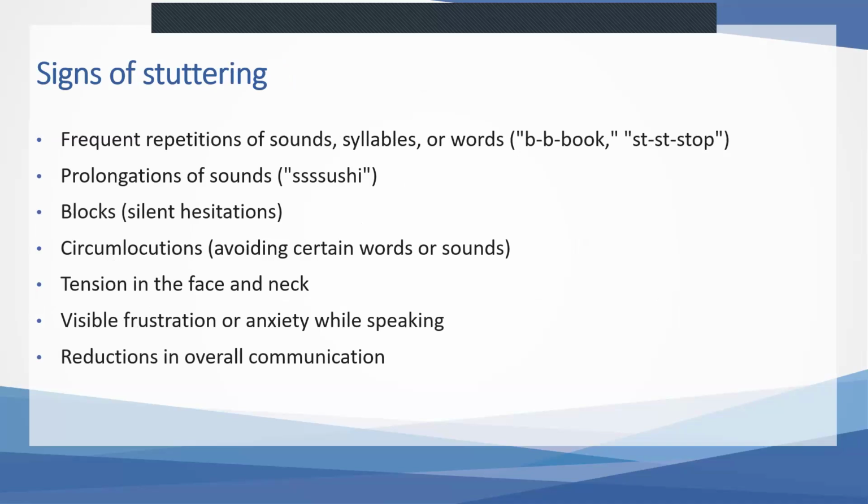So some really basic signs of stuttering would be frequent repetitions of sounds and syllables, words, prolongations of sounds, blocks or silent hesitation. You might see a kid avoiding certain words or sounds, tension in their neck and face, visible frustration or anxiety while speaking, and reductions in overall communication.